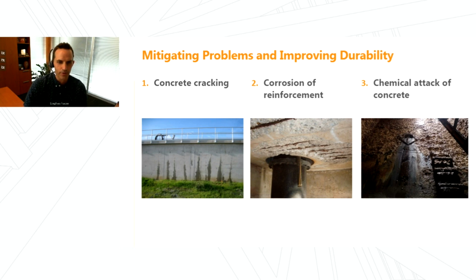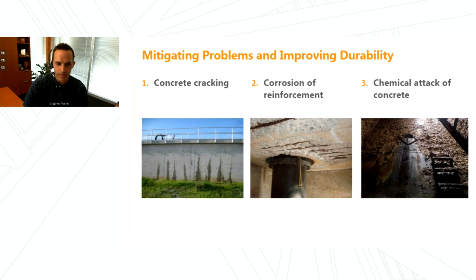We just wanted to pick three that we see that are most common for these types of structures, and that's issues related to concrete cracking, issues related to corrosion of the reinforcing steel, and then chemical attack of the concrete material itself. And yeah, we'll start with that. We'll go through each of these kind of problems and talk about how can we mitigate those.